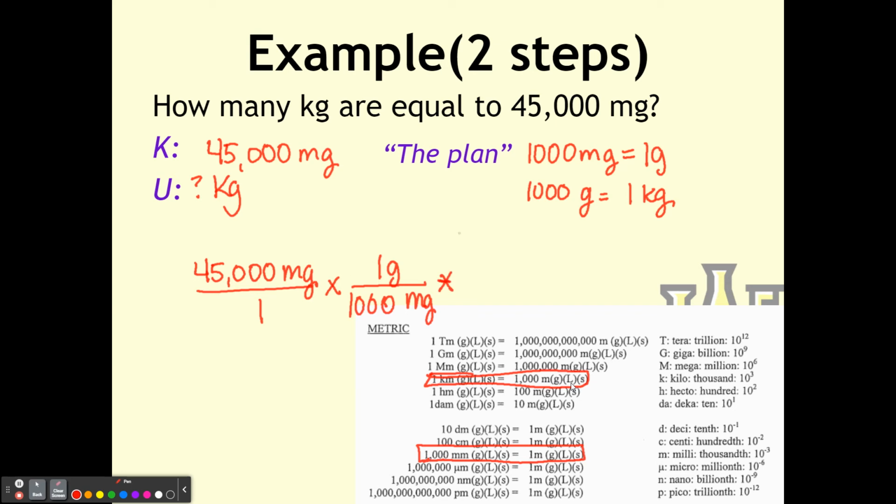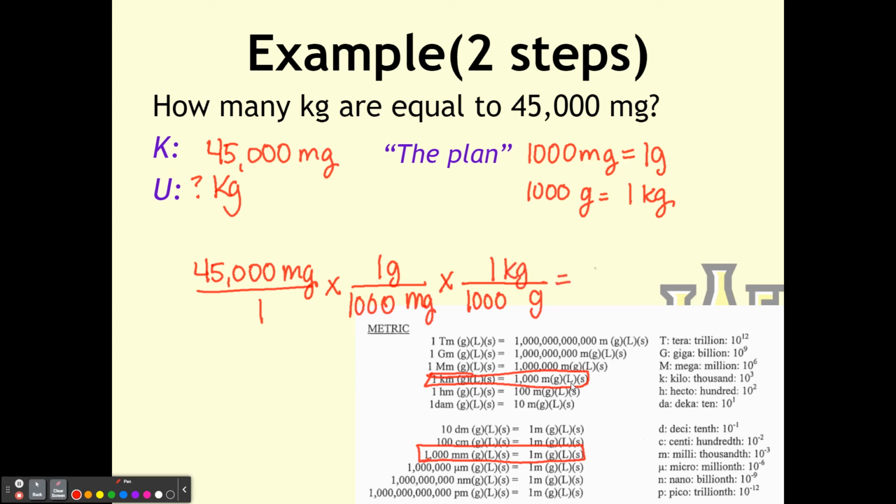I'm not done yet because I'm not at my kilograms. So I'm going to multiply again. Grams were on top here. So grams go on bottom here. 1,000 is the number that's with grams, equals 1 kilogram.